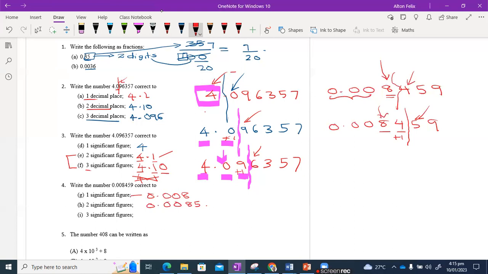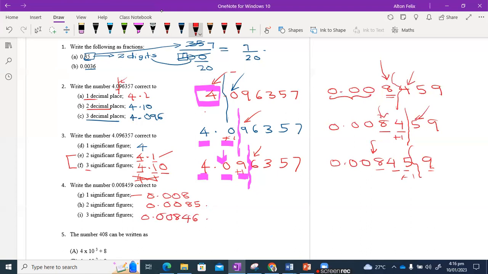And let's go to the last one, 3 significant figures. Where do we begin counting? From the first non-zero digit. So you want 3, 1, 2, 3. Pull our line right there. And the next digit is more than 5. So we will add 1 to this last digit, which is a 5. So answer becomes 0.00846.